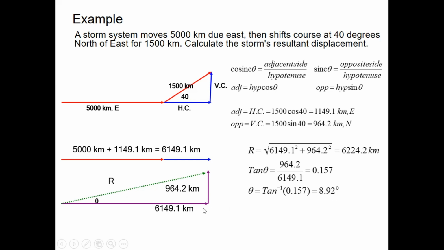8.92 degrees. So it is the complete answer that we have: the magnitude of this storm's resultant displacement from its starting position is 6,224.2 kilometers, and it is at the angle or the direction of 8.92 degrees north of east. So it's a small angle.